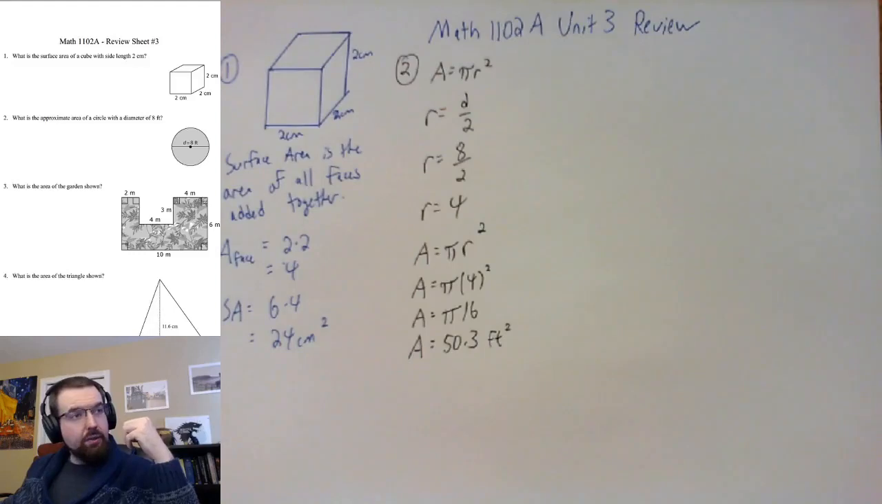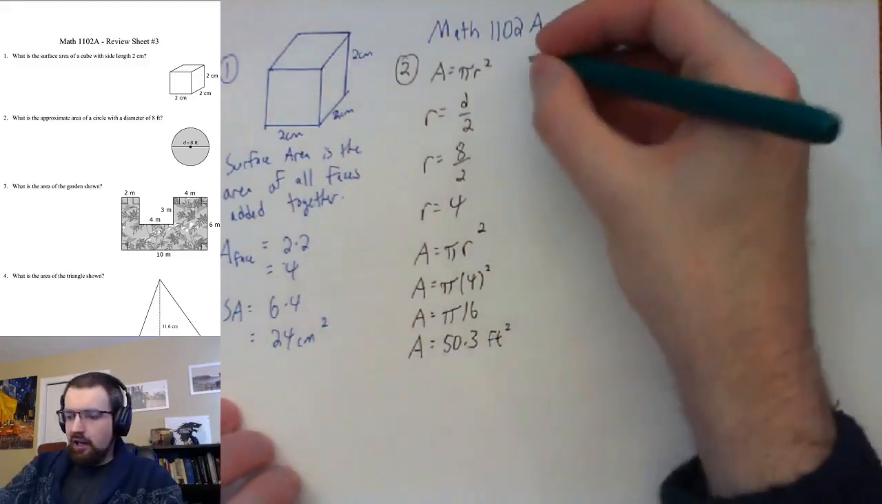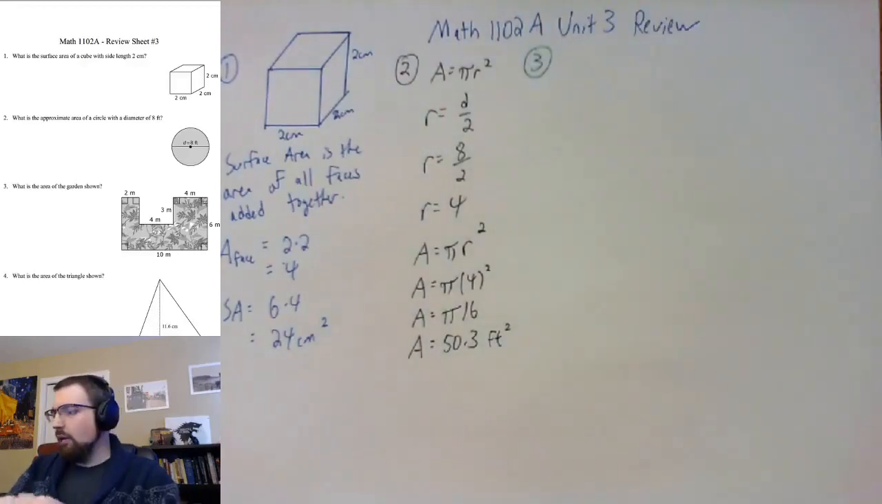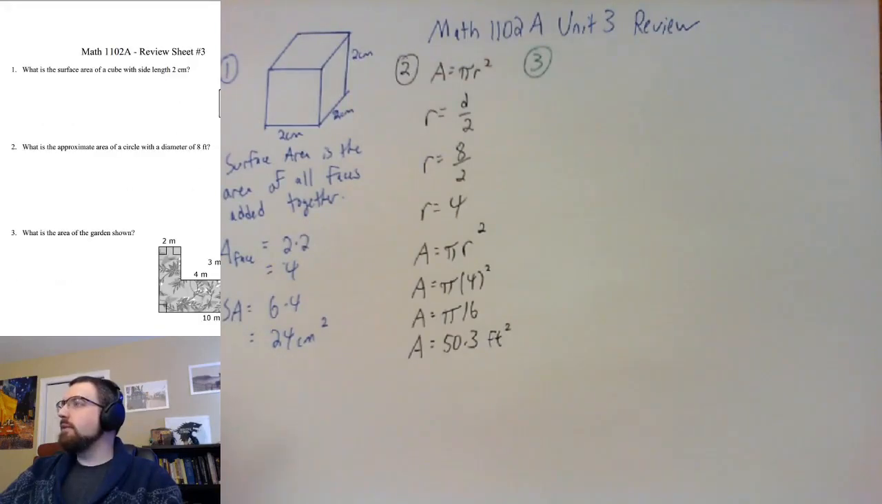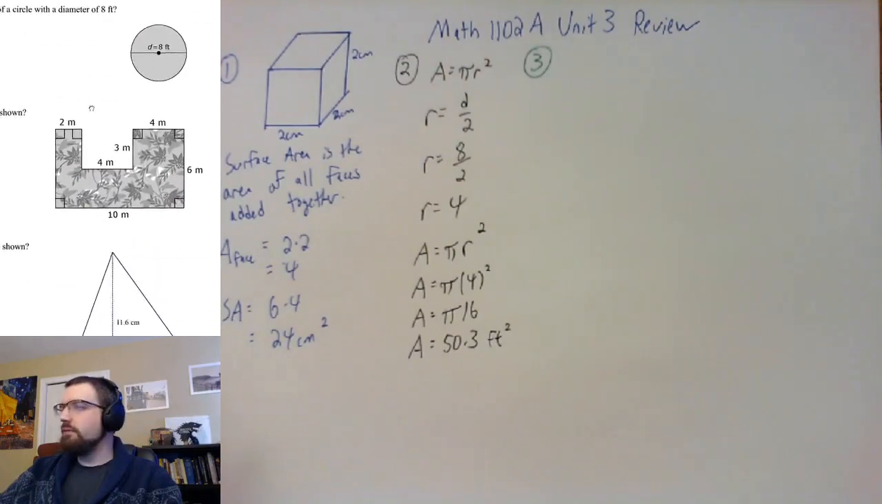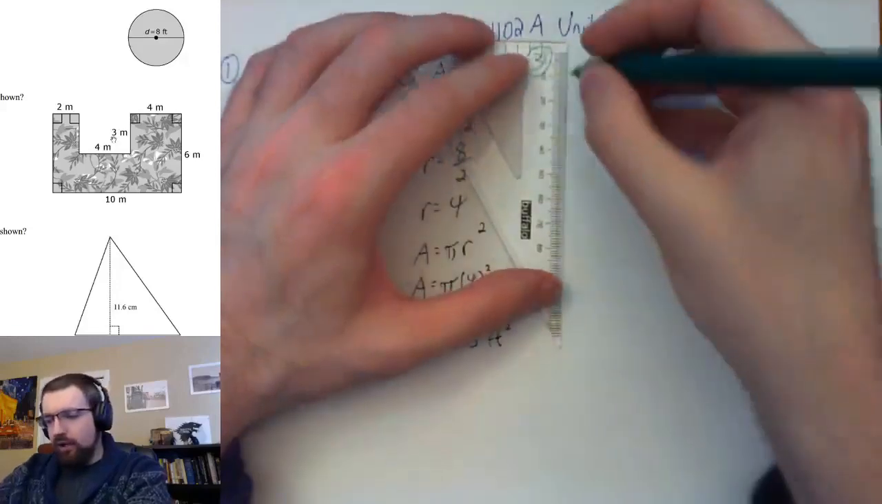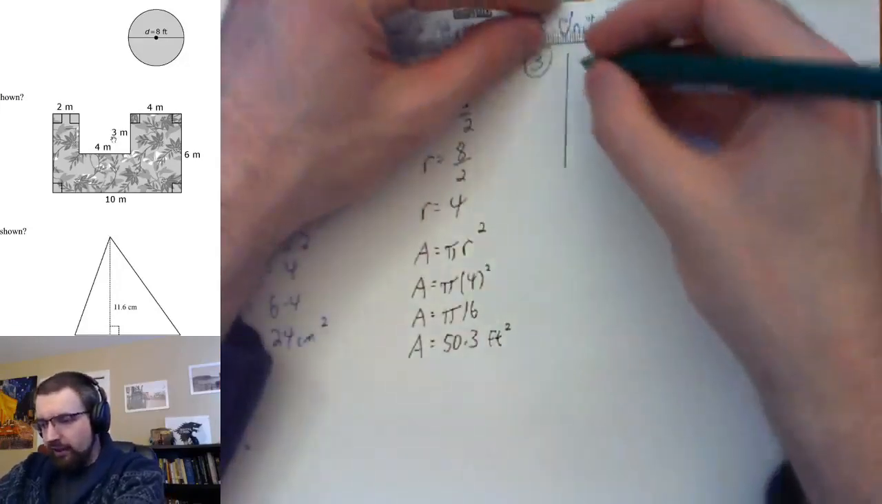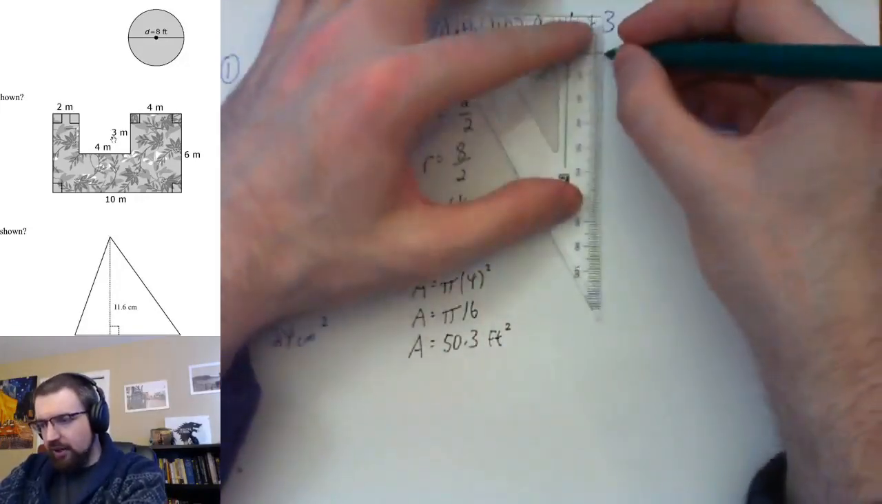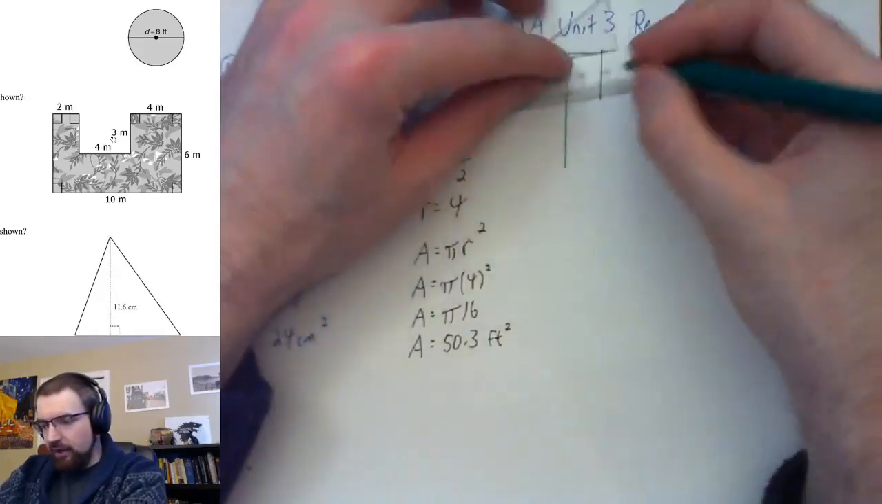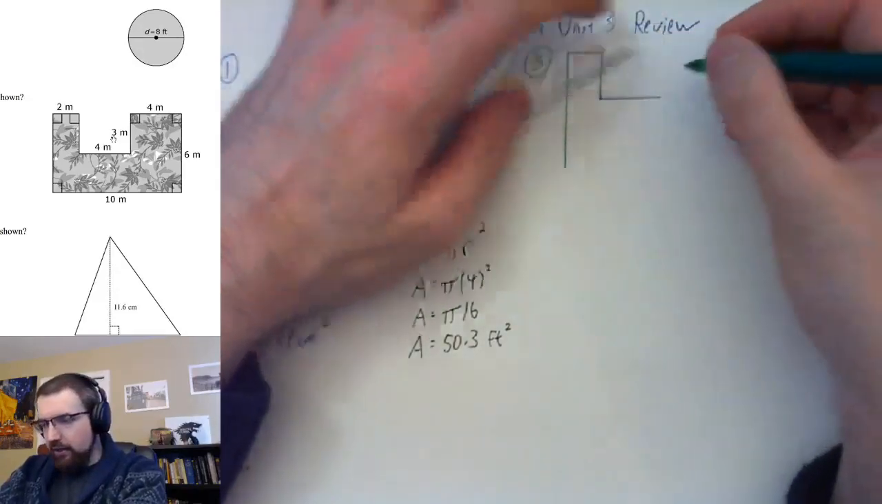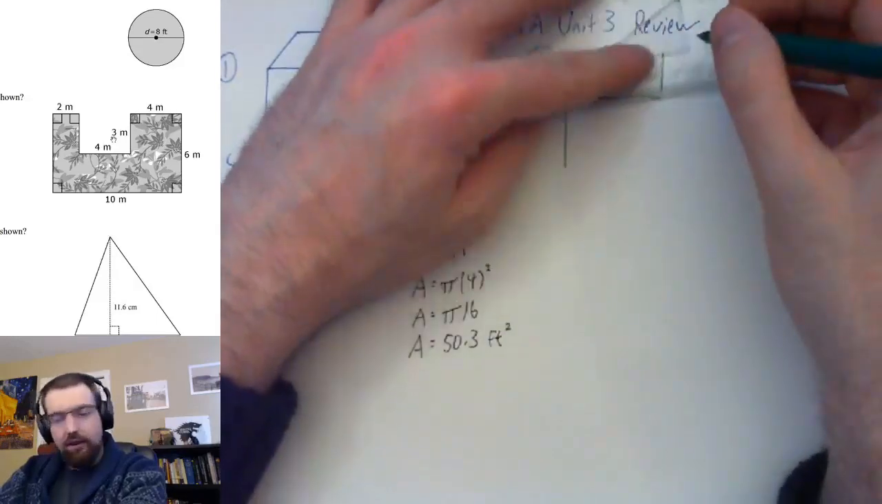Question 3 next. What is the area of the garden shown? The area of that garden. How are we going to find that? Well, we'll zoom in on this guy a little bit. There we go. So that's the shape that we have. Now it's super important to remember what they're asking us for here. They're not asking us for perimeter, which means they're not asking for the distance around the outside. What they're asking for is the area, which means how much space the shape takes up.